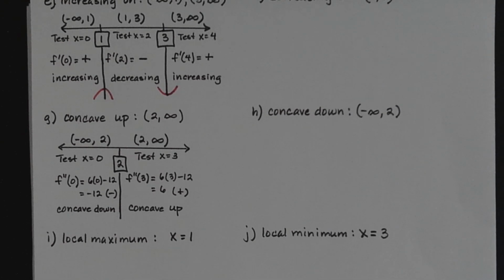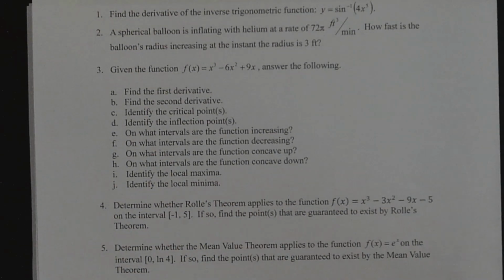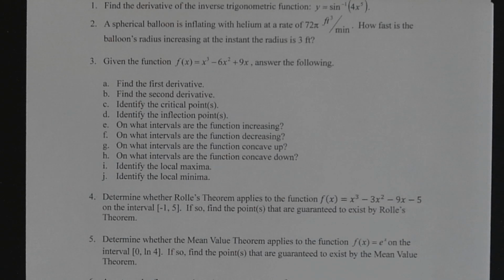Okay. Problem number 4 deals with Rolle's theorem. We're going to determine whether Rolle's theorem applies to the function f of x equals x cubed minus 3x squared minus 9x minus 5 on the interval from -1 to 5. And if so, find the points that are guaranteed to exist by Rolle's theorem.